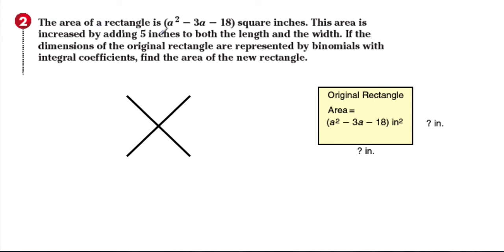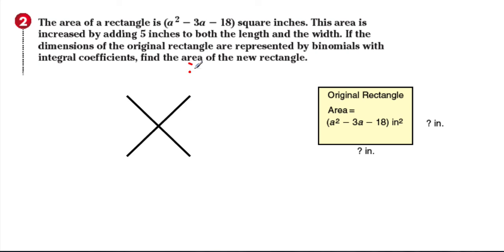The area of a rectangle is a squared minus 3a minus 18 square inches. This area is increased by adding 5 inches to both the length and the width. If the dimensions of the original rectangle are represented by binomials with integral coefficients, so when you say integral coefficients, the coefficients are integers, or the numbers before the variables are all integers. Okay, so find the area of the new rectangle. Okay, so determine the area of the new rectangle.